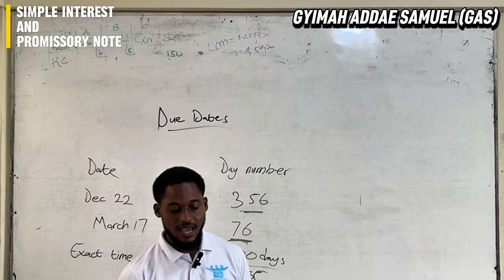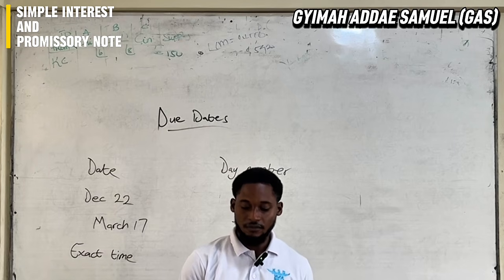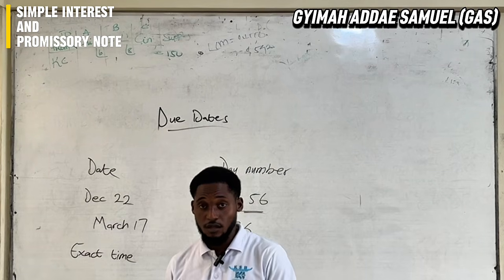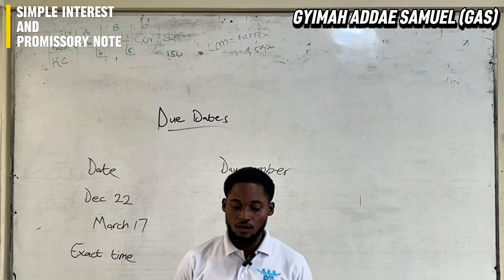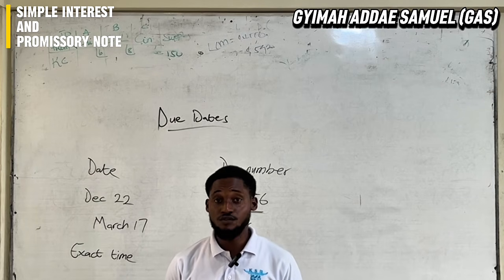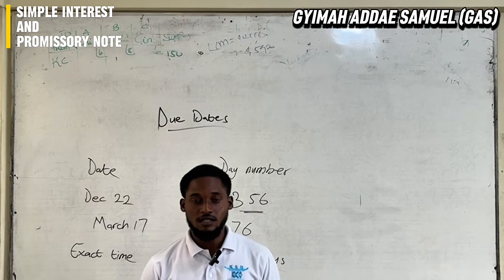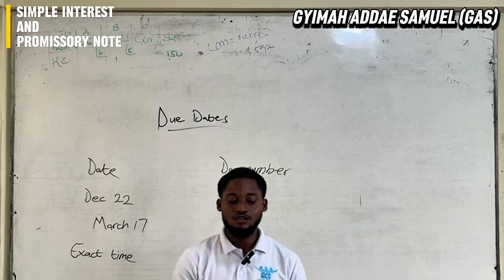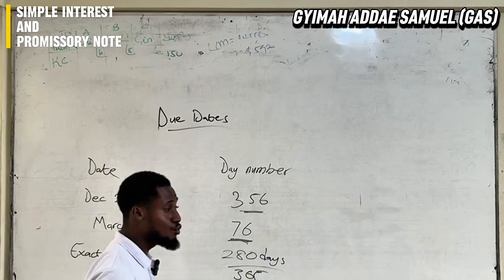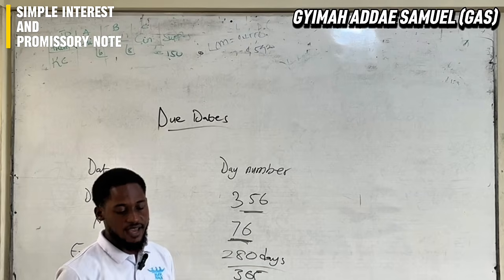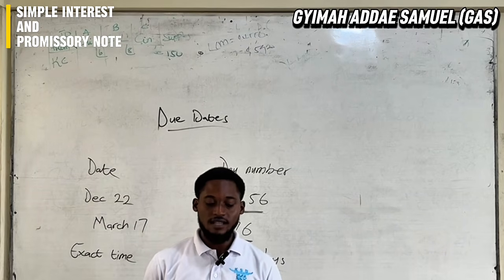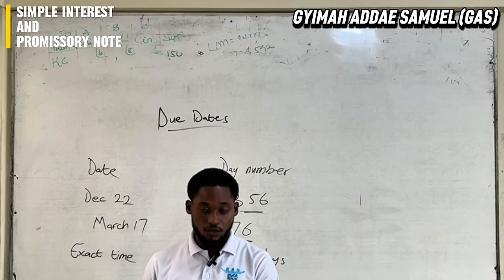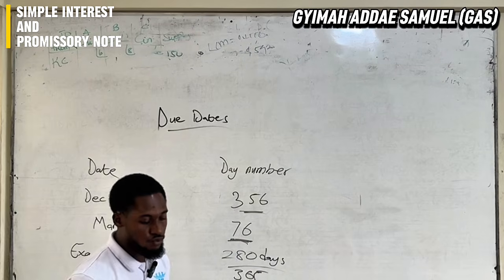So you determine the exact time between September 8th and July 24th. For example, you are giving a loan on September 8th and you are asked to pay on July 24th. This is how you are going to do it. You would have to determine the exact time between September 8th and July 24th, and this is how you are going to go about it.